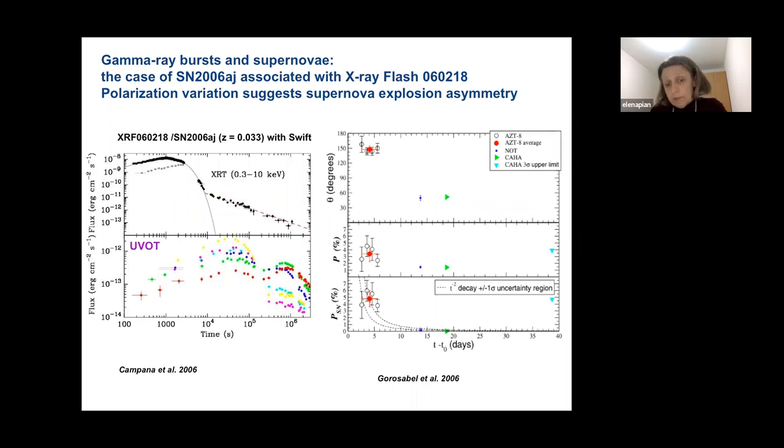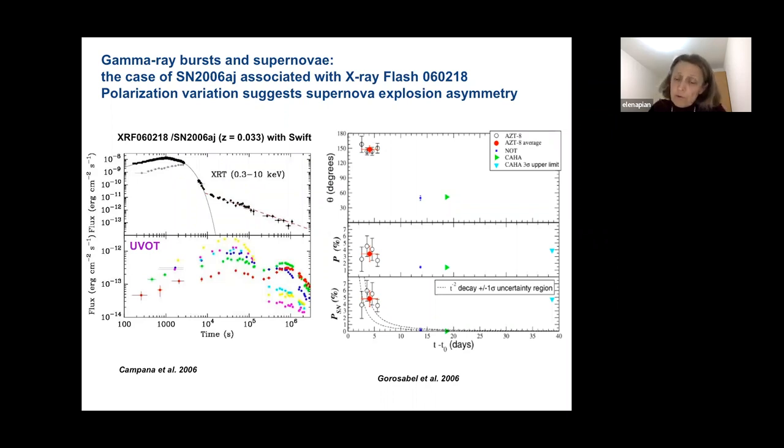Certainly, the ensuing supernova that you see here in the panel that says UVOT, those are optical and ultraviolet light curves obtained by UVOT of the counterpart. Starting one day, 10 to the 5 seconds after the explosion, the light curve is obviously dominated by the supernova. And on the right, you see the measurement of the polarization. There is polarization associated with this supernova at the level of a few percent.